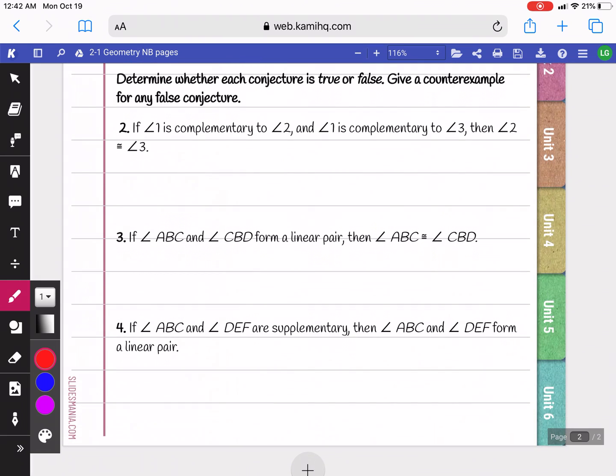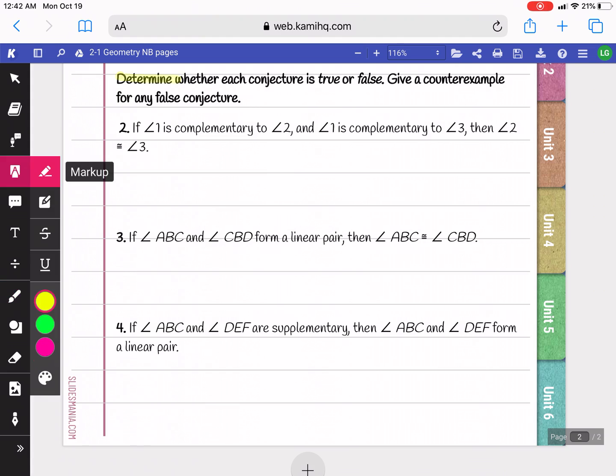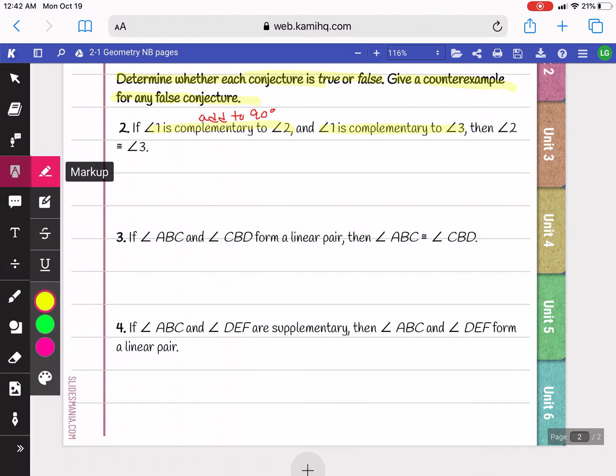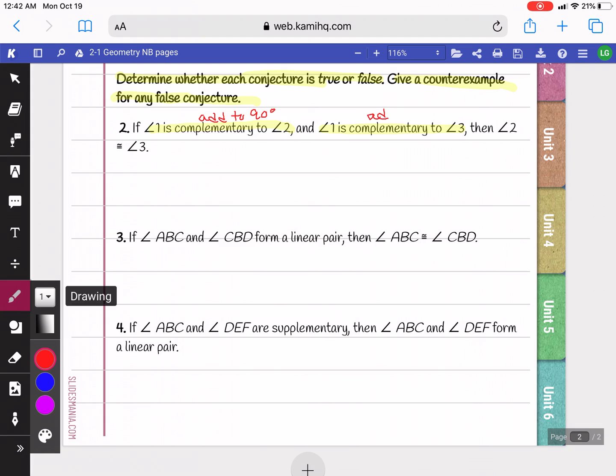Here we're going to determine whether the conjectures are true or false. If we can come up with even one counterexample, then it's false. So if we can come up with one, we need to give it, and then we'll state that it's false. If there's none that we can come up with, then it's a true statement. So question 2 says angle 1 is complementary to angle 2. We know that means they add to 90 degrees. And then angle 1 is also complementary to angle 3, meaning that these also add to 90 degrees. It says angle 2 is congruent to angle 3.